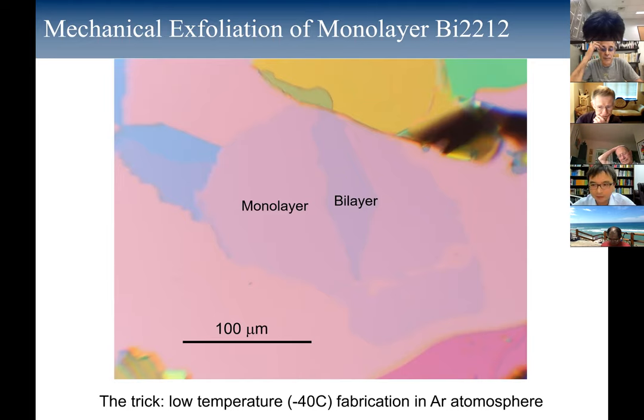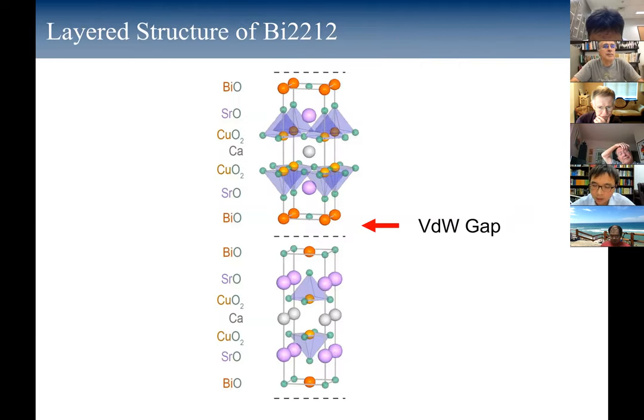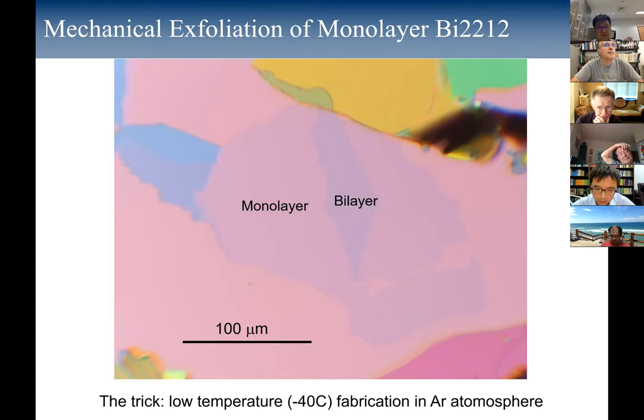The trick we found is actually quite simple. For the entire fabrication process, it had to be in an inert atmosphere, so we work in an argon-filled glove box. At the same time, we have to keep the sample at low temperature, at minus 40 degrees C. This is all you need to get intrinsic, high quality monolayer or bilayer BISCO.